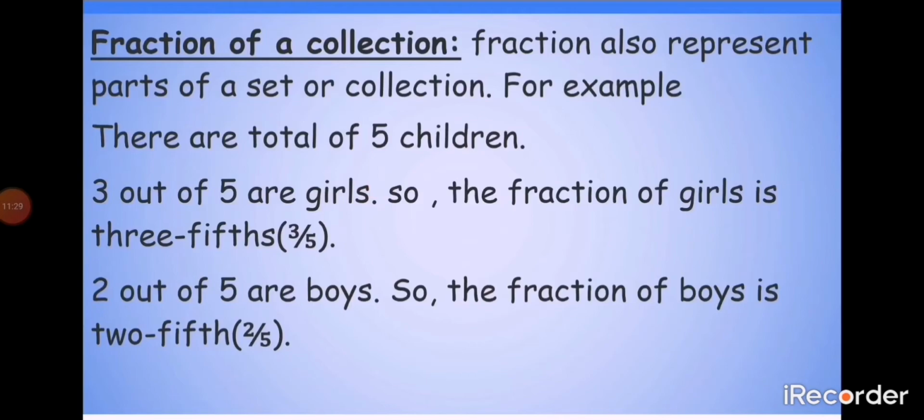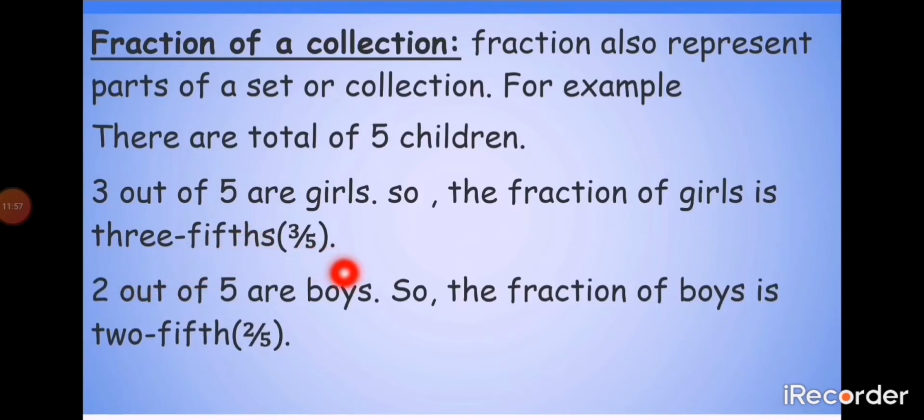Here is a 5 children group. In 5 children, 3 are girls. 3 out of 5 are girls. So the total number is 5 and 3 are girls. So we will write 5 down the line and 3 above the line, because the total number is 5, we write down, and 3 are girls, we write up. So down one is the denominator and up one is the numerator. So we can say the fraction of the girls in total children is 3 by 5 or 3/5.